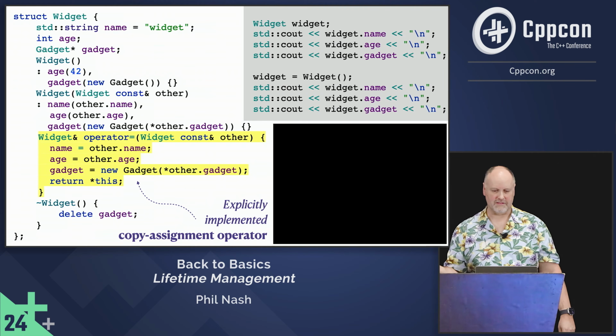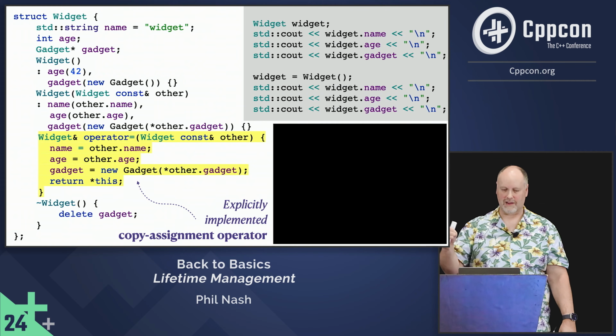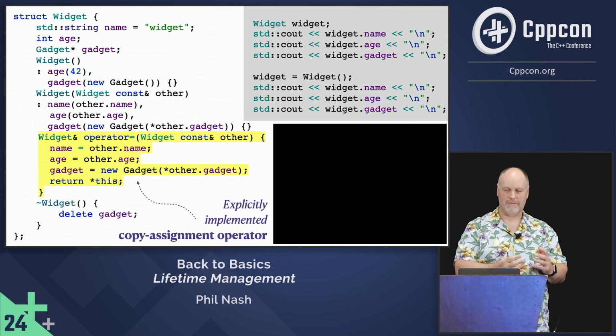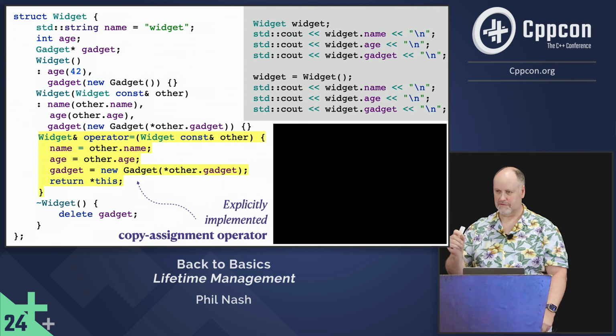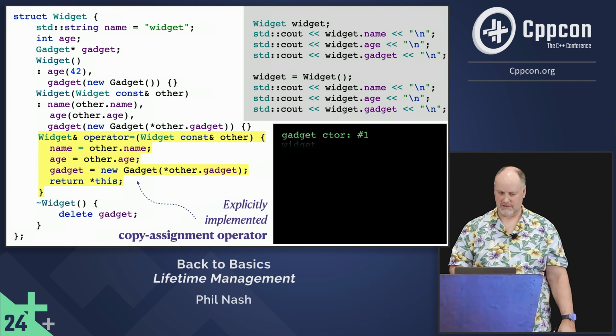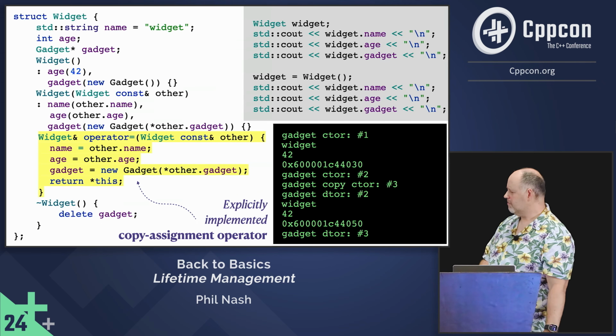It does much the same thing. It's going to assign values from the other object to our members as the compiler-generated one would have done, except for the pointer, where we're going to create a new one on the heap, invoke its copy constructor, as we did before, and we're good. And it seems to work.